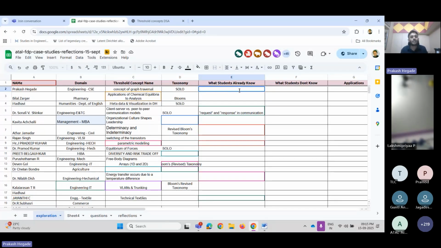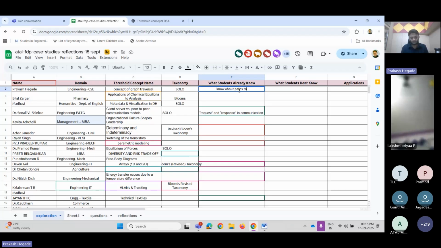Sonali ma'am, before saying request and response in communication, do students know that when a question is asked, they know how to respond? I want you to write that first and then go to the technical aspect, that it is also the same in communication. That is going to help you to make a very meaningful case study, which we are going to see very soon.